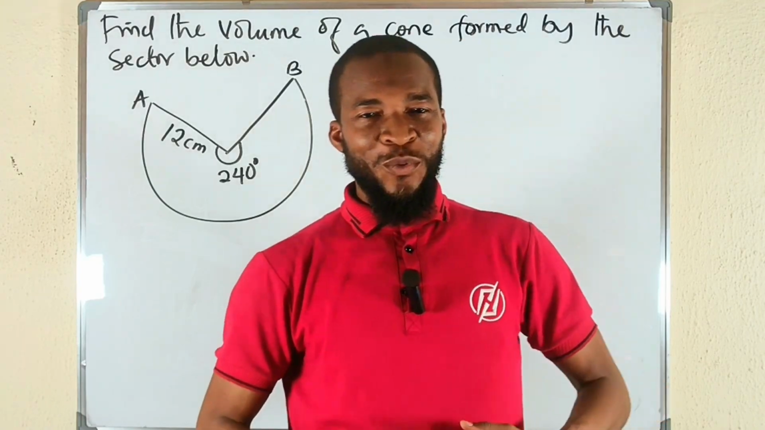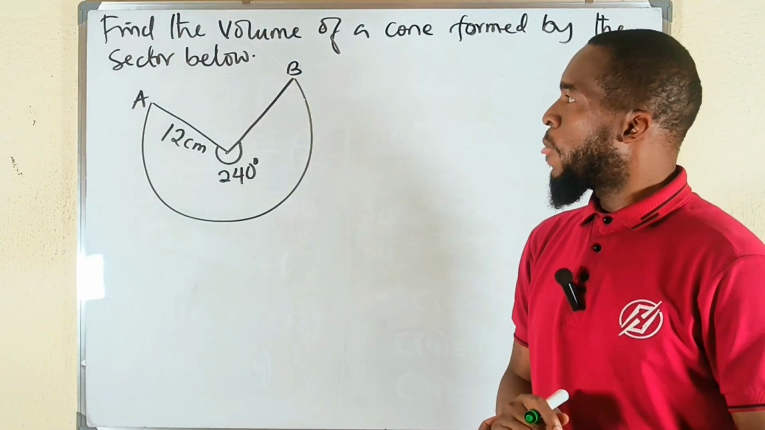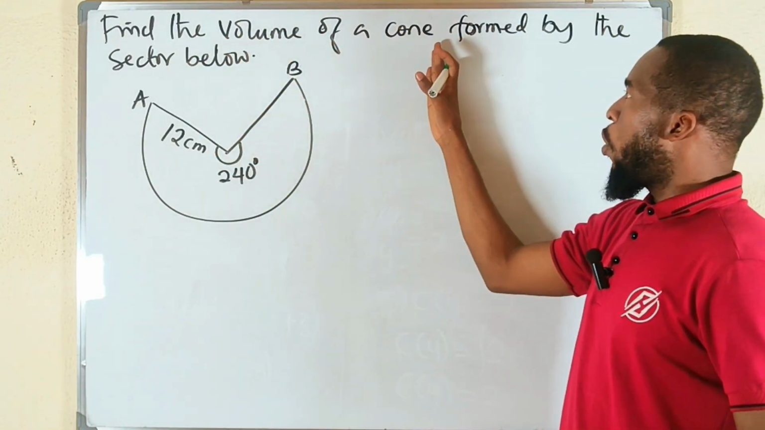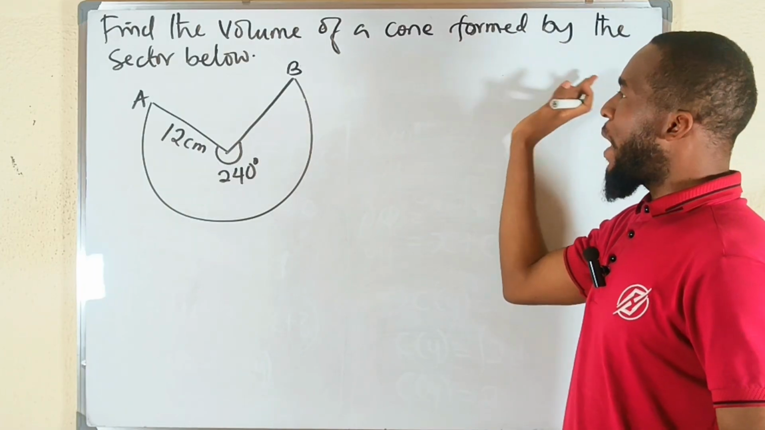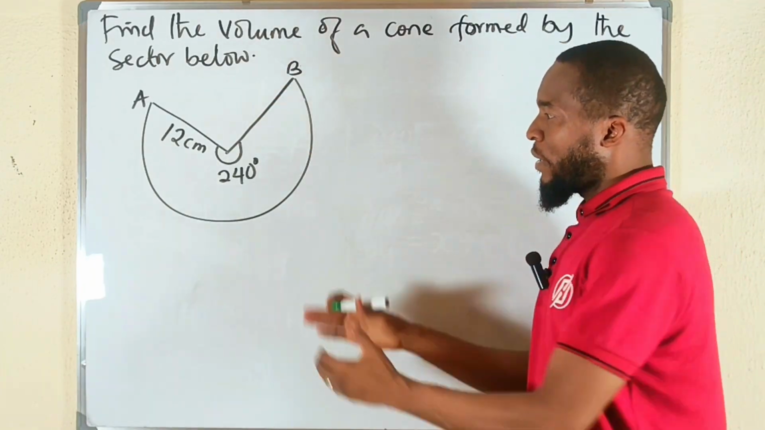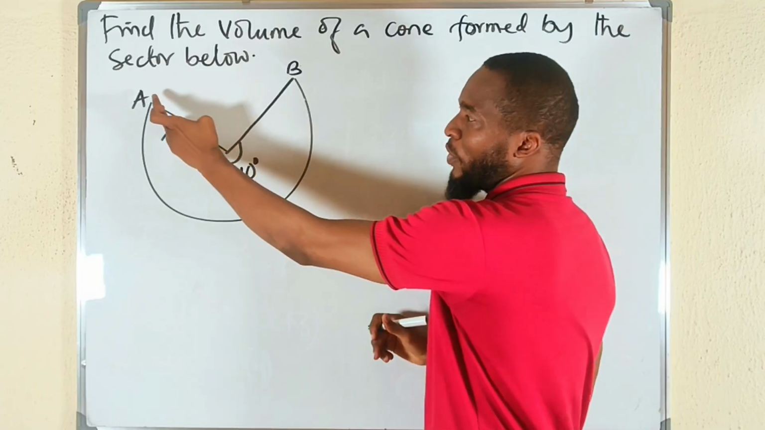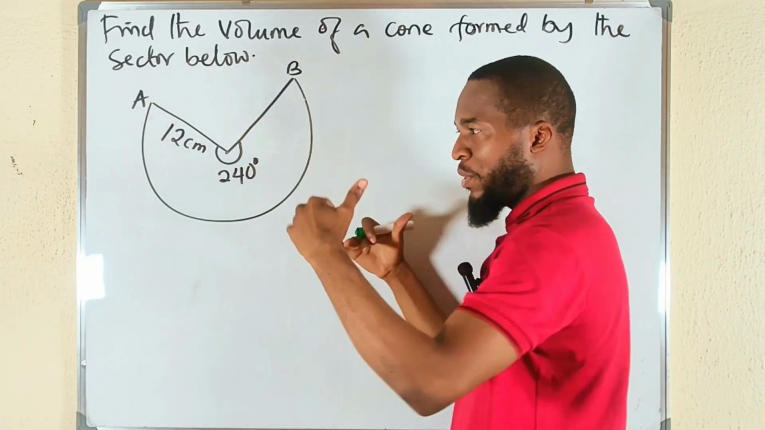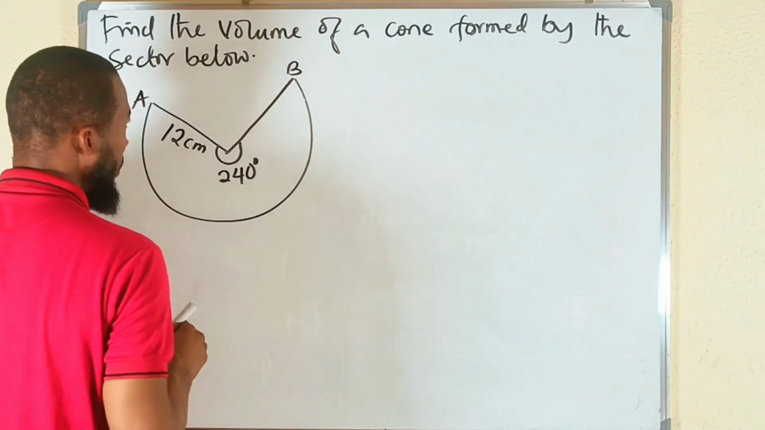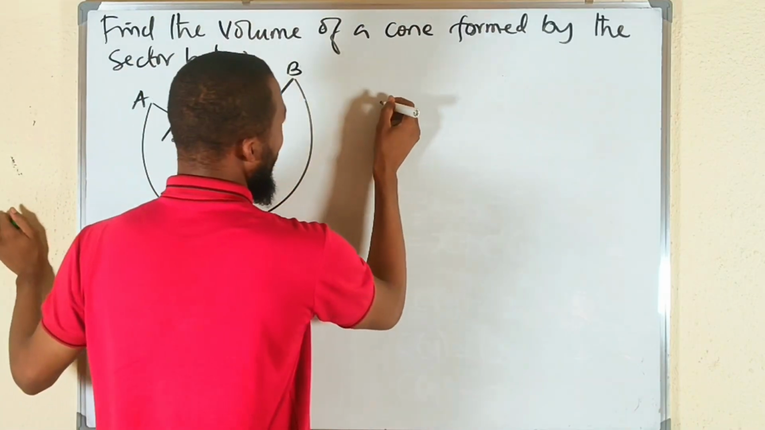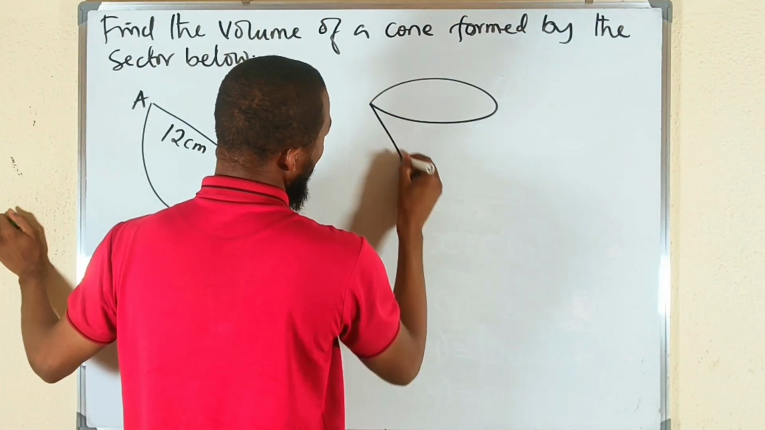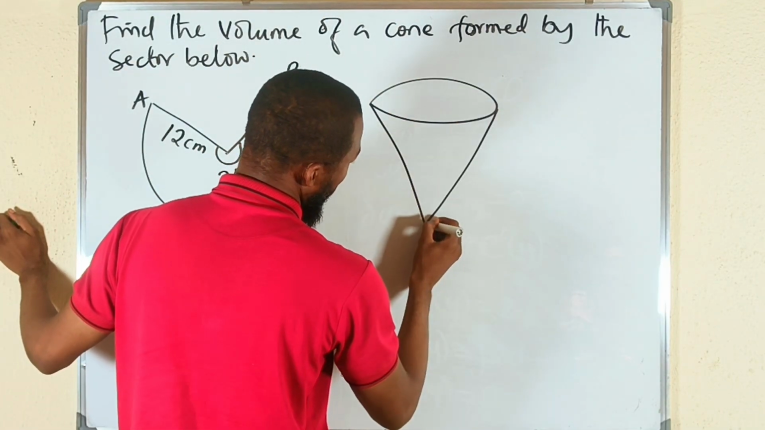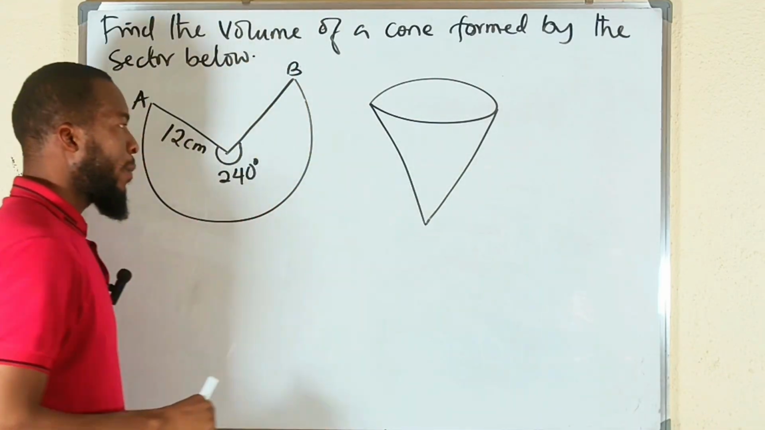Here is another interesting question for SS3 students. We're asked to find the volume of a cone formed by the sector below. This is a sector. Remember, once you drag this point A to point B, it will definitely form a cone. Okay, let me do that here. It will definitely form a cone, and we are looking for the volume of this cone.